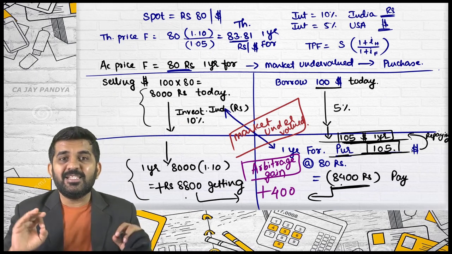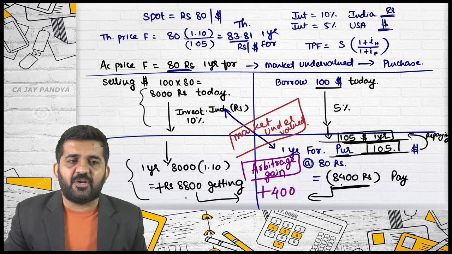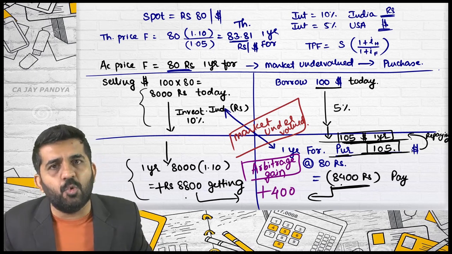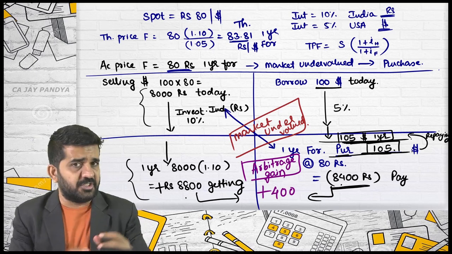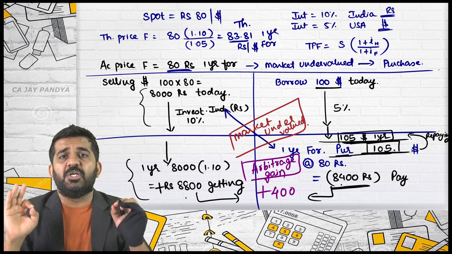Alright. So this is the two-step process. If the market is undervalued, that is the arbitrage process. If the market is overvalued, then what will be the arbitrage process? And believe me, the process will remain the same.